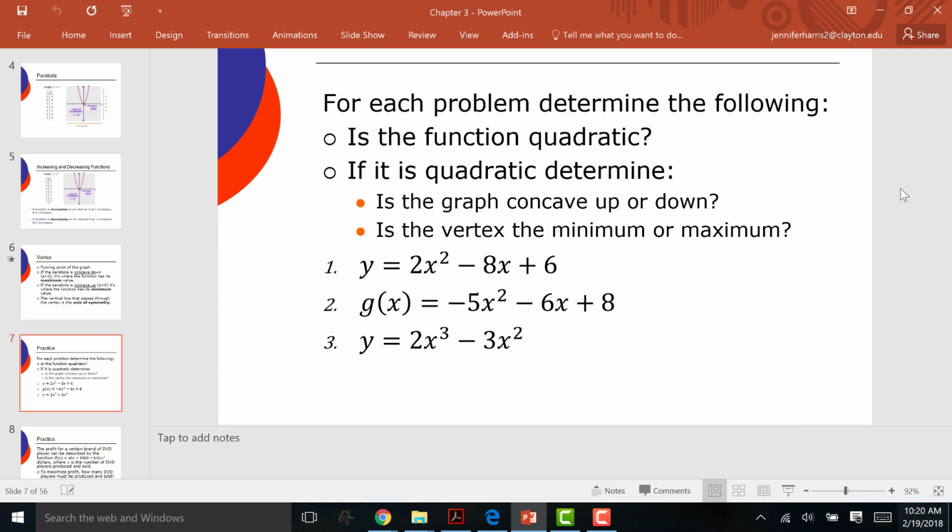And bullet number 2. First of all, is it a quadratic? Yes, it is, because the highest exponent is a 2, and it's going to concave down because there's a negative in front of that 5. Max or min? That's a maximum. Number 3, is it a quadratic function? No. Why? The highest exponent is a 3. You can't have a 3 as the exponent for a quadratic. The highest exponent can only be a 2. Alrighty. Real life.